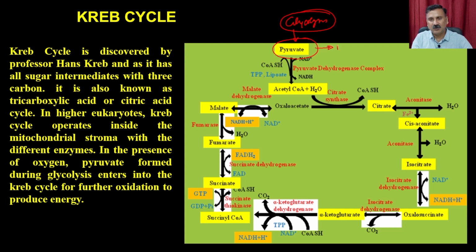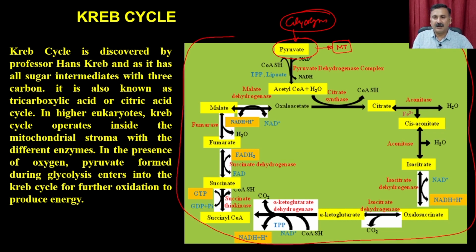So pyruvate is actually going to enter into the mitochondria, and then within the mitochondria, all these reactions are going to be catalyzed by multiple enzymatic steps, and all these steps come under the collective name called the Krebs cycle, because it is a cyclic event. You will start from here and then you end up here.